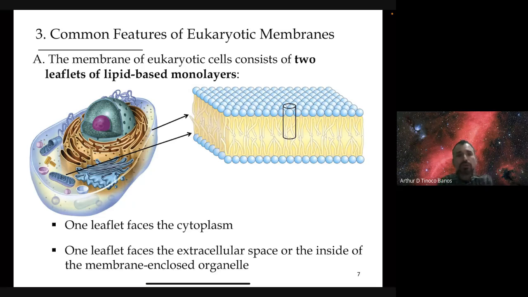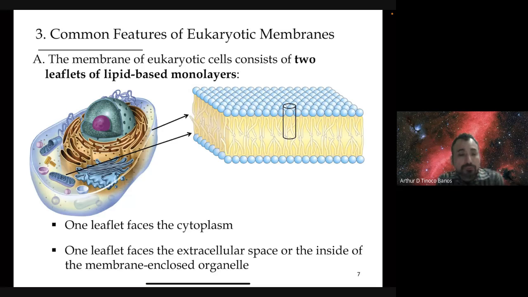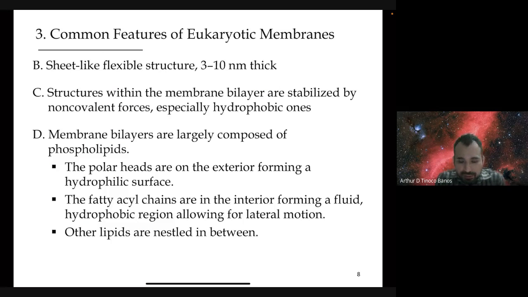So focusing on the common features of eukaryotic membranes, the membrane consists of two leaflets of lipid-based monolayers. One of the leaflets will face the cytoplasm, basically facing in, and then the other would be facing out to the extracellular environment. In terms of the basic structure, these are sheet-like flexible structures, 3 to 10 nanometers thick.